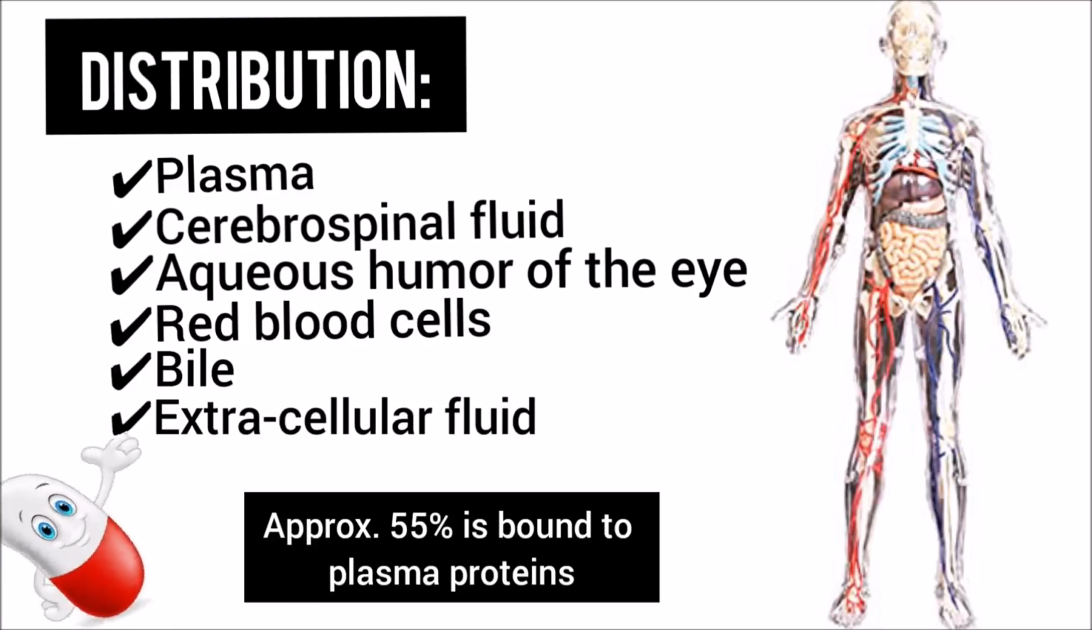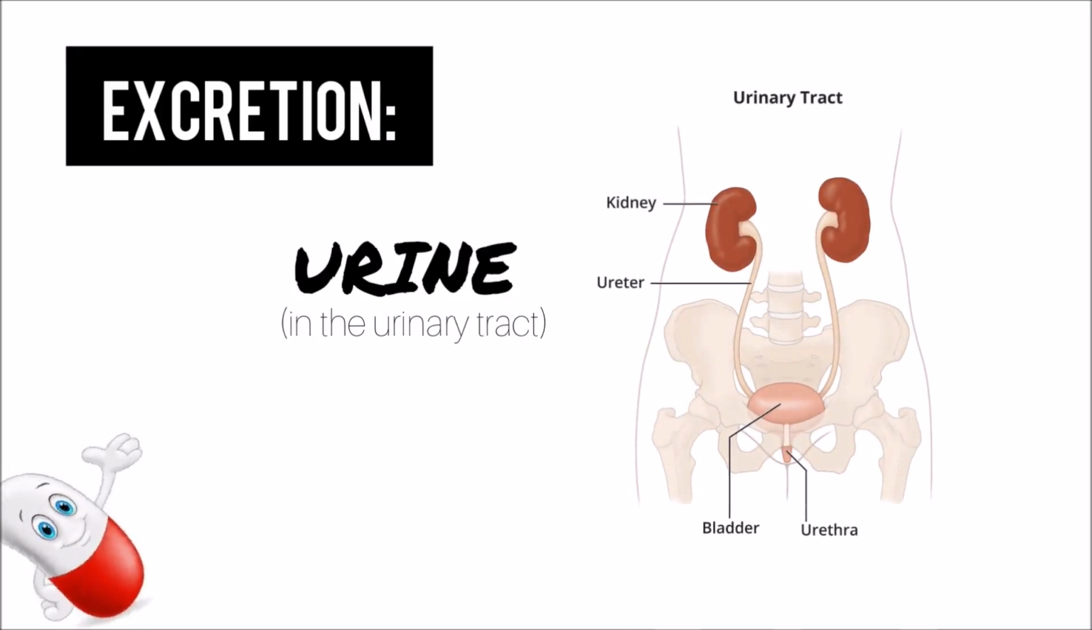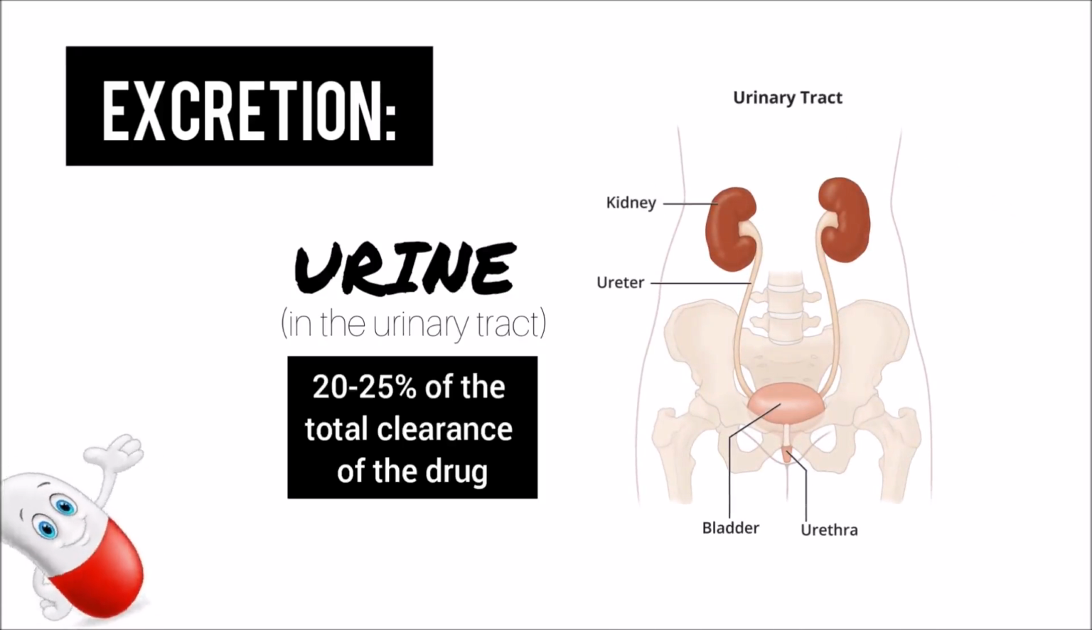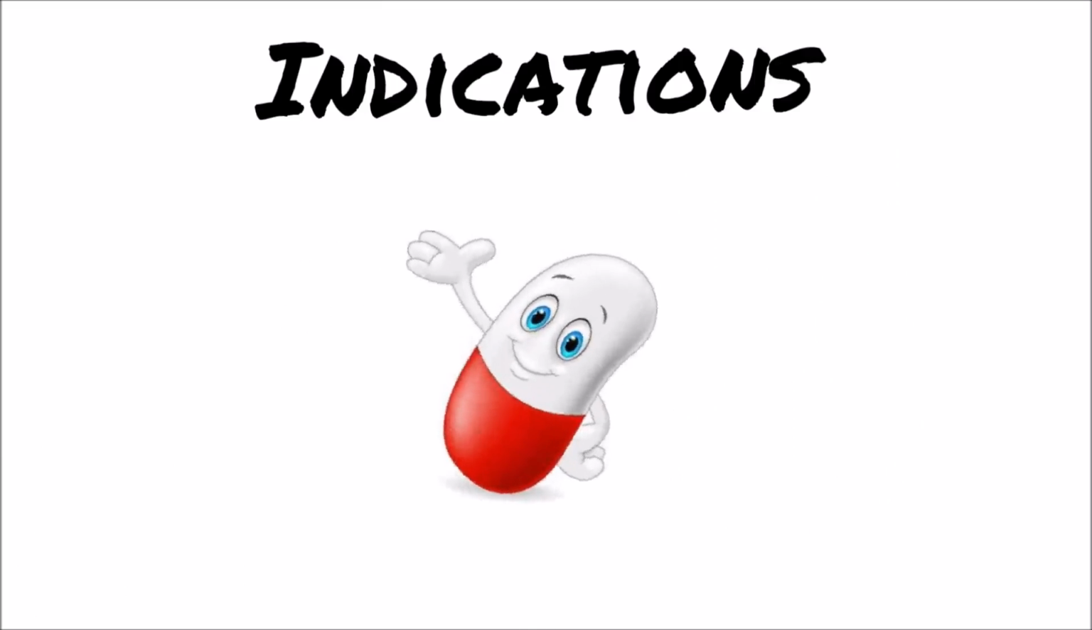And approximately 55% is bound to plasma proteins. I am partially metabolized in the liver, and I am excreted through the urine with 20 to 25% of the total clearance of drug. And my half-life is 14 hours. Next, let's talk about my indications.